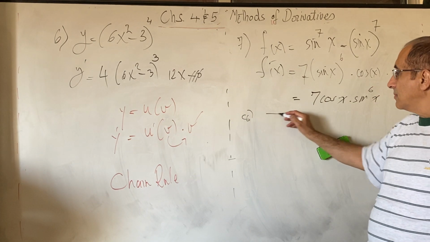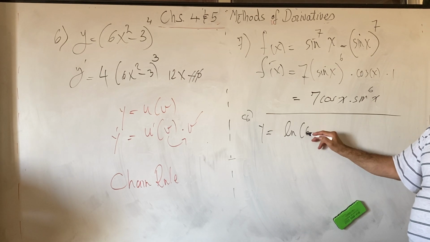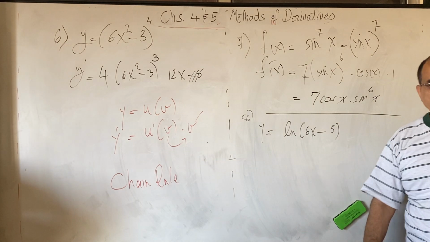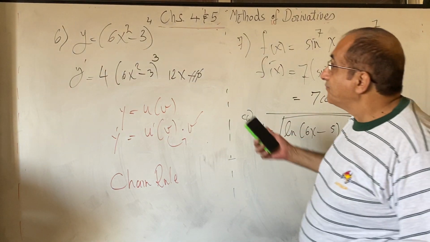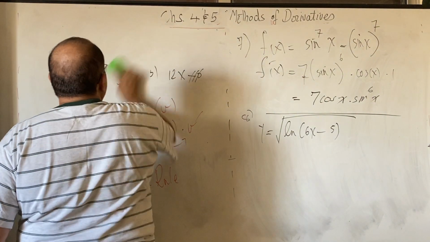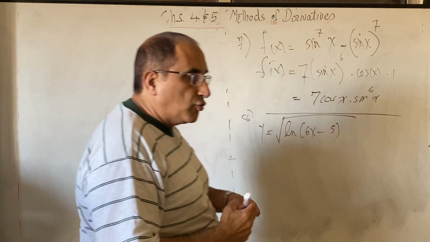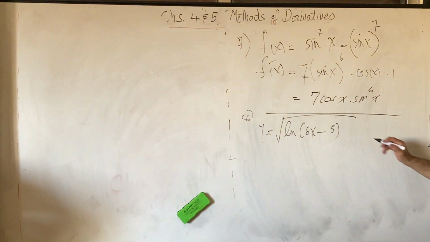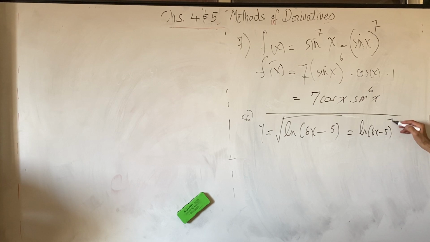Let's take another example. Y equals ln of the square root of 6x minus 5. My advice to you, switch the root into a power so you can see it. How? We know the power half is called square root. So ln of the function 6x minus 5, all to the power half. Look, the same. So what is the derivative?